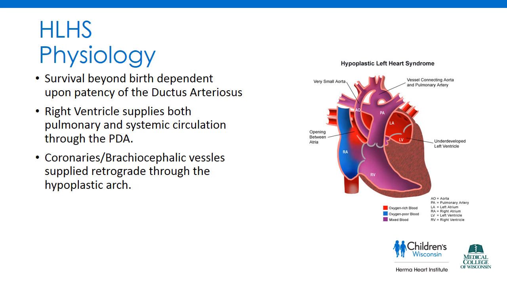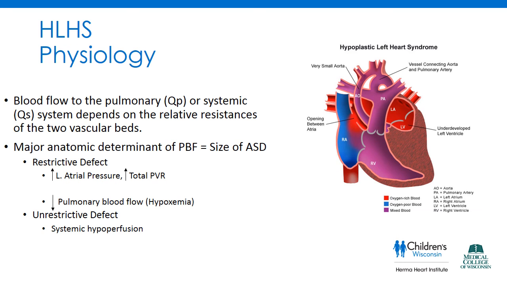The real survival right after birth is dependent on patency of the ductus arteriosus. The right ventricle is supplying both the pulmonary and systemic circulation through the PDA. The coronary and brachiocephalic vessels are supplied retrograde through the hypoplastic aortic arch. So the blood flow to the pulmonary arteries or systemic system depends on the resistance of those two regions.